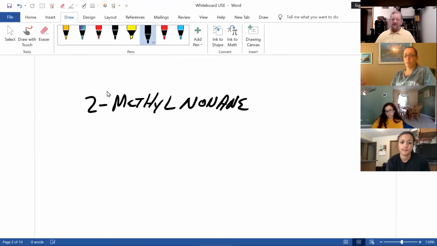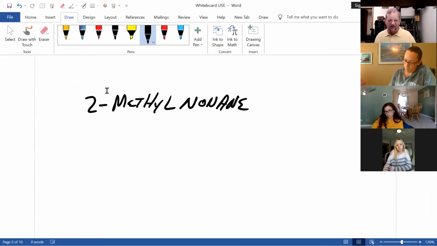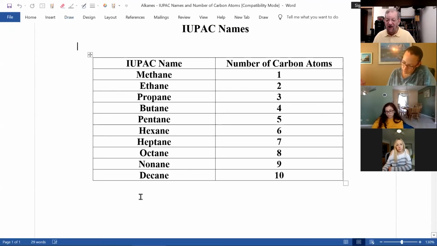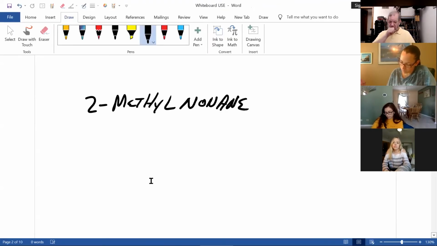And I'm going to let you have some fun. Why don't you draw the structure for 2-methyl nonane? Let me help you out real quick. 2-methyl nonane. Can you all see nonane on the table? Hint. Everybody got that? Now you see why you have to learn this table. And why don't you draw 2-methyl nonane?